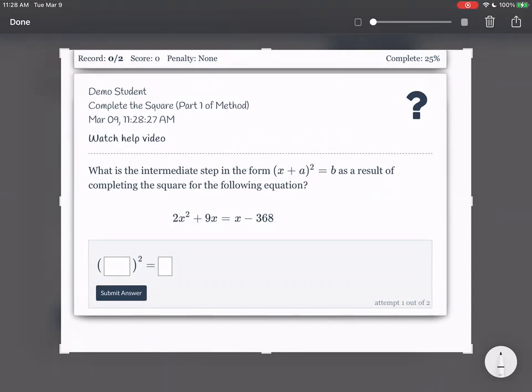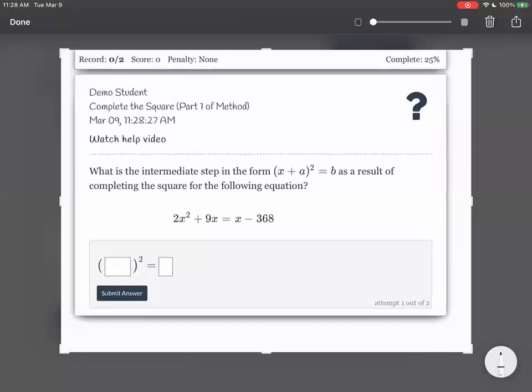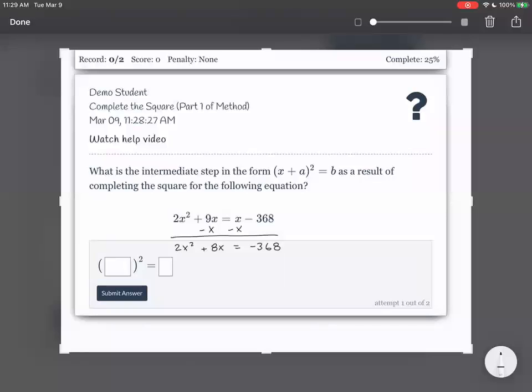So remember, to do that, we want to bring all of the x terms to one side. So I'm going to subtract x, and then we're going to get 2x squared plus 8x equals negative 368. We're going to leave the negative 368 on that side. We just want to bring all the x terms to one side.